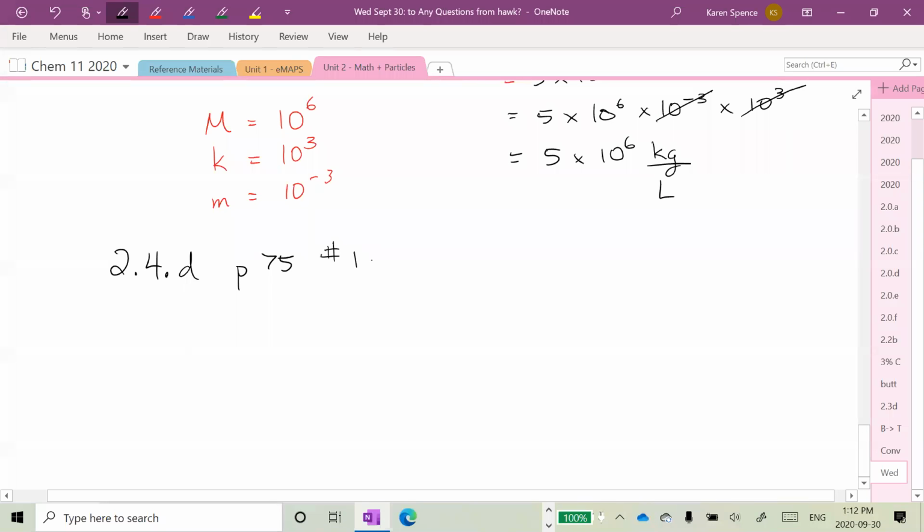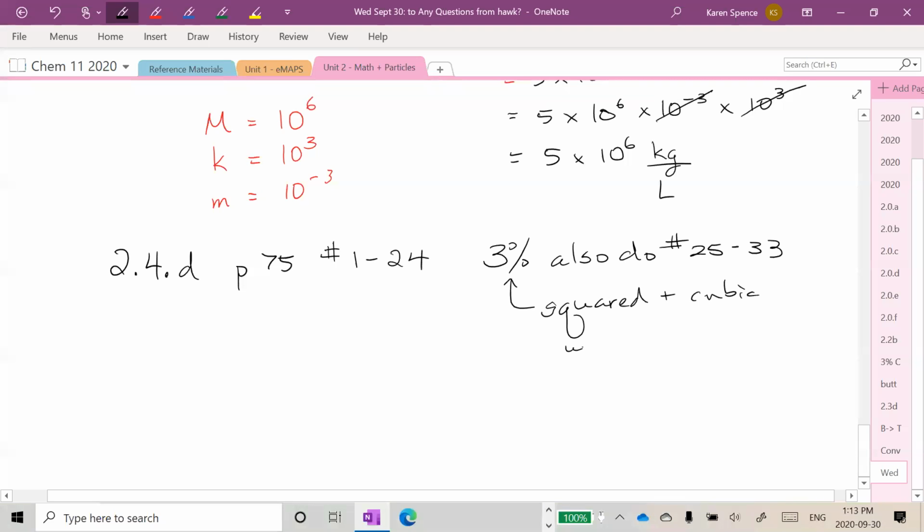Numbers 1 to 24. Now, if you are in the 3% club, you can add on numbers 25 to 33. And if you're in the 3% club and you've not done squared and cubic units yet, you should do that first because this is all about squared and cubic units.